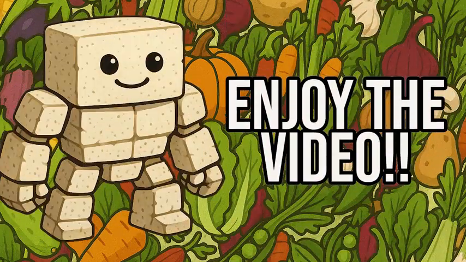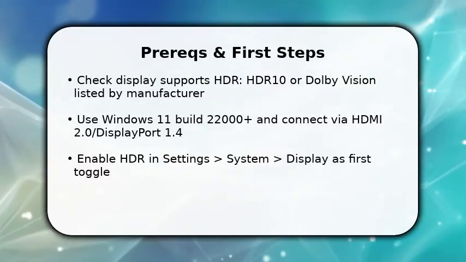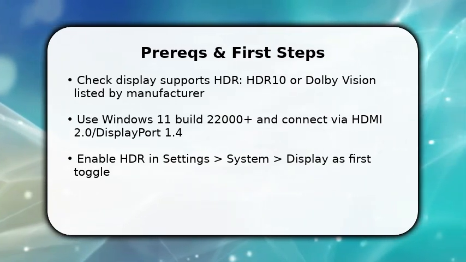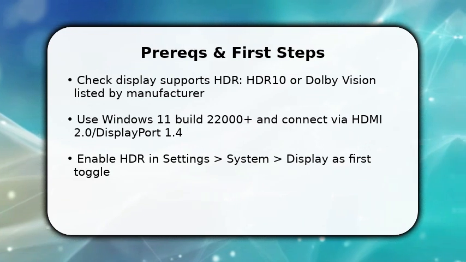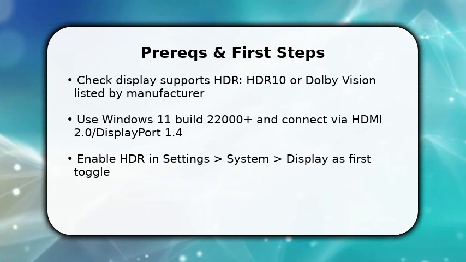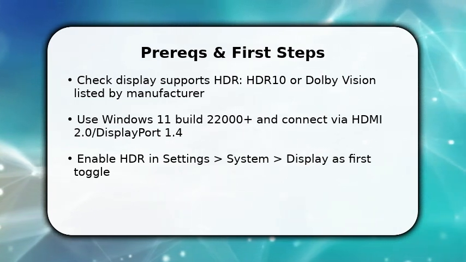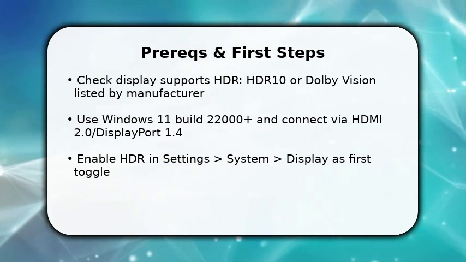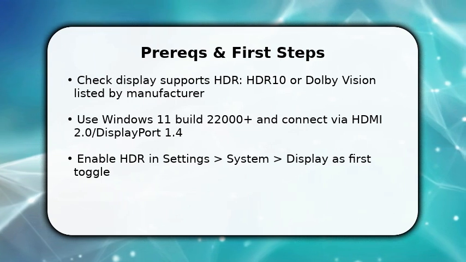Please enjoy the video. You begin by confirming hardware and OS compatibility so the rest works reliably. Once done, connect the HDR-capable monitor or TV with HDMI 2.0 or DisplayPort 1.4 to avoid bandwidth limits. Make sure Windows 11 is updated to a current build. HDR features rely on recent updates.